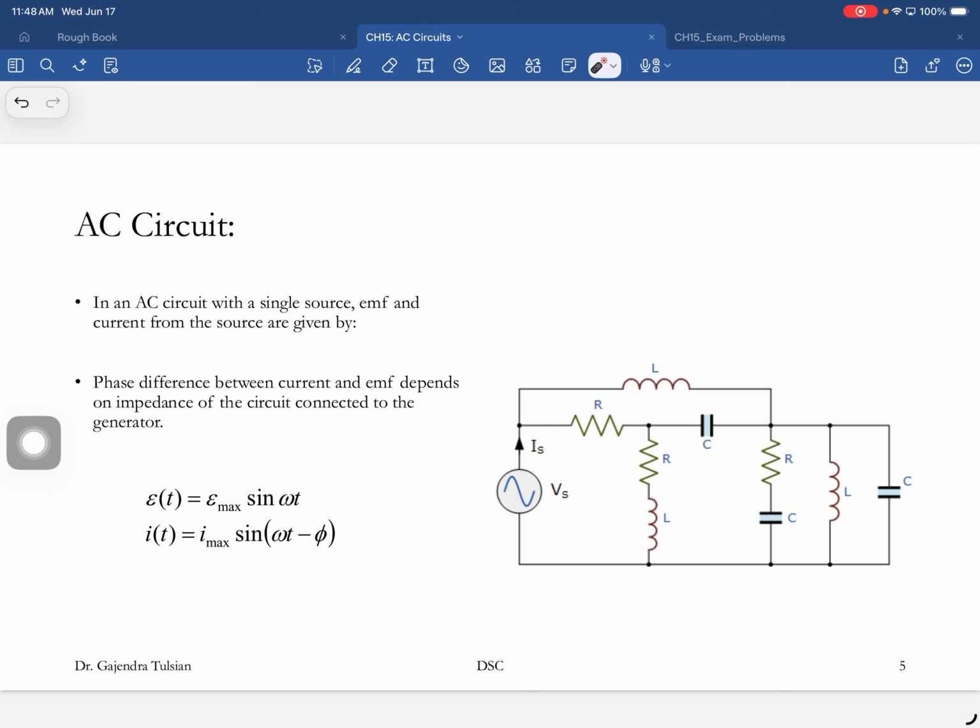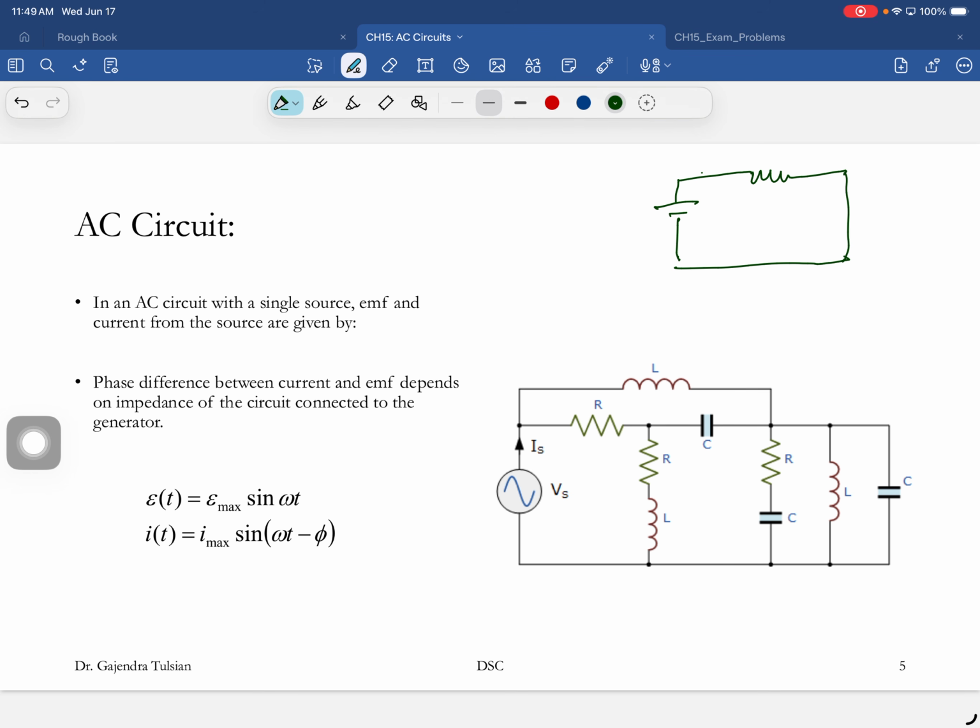Now I'm going to summarize the entire chapter on this slide. Let's start off with the DC circuit. I'll remind you of things, and we'll keep things simple. Ask me questions if you have any.